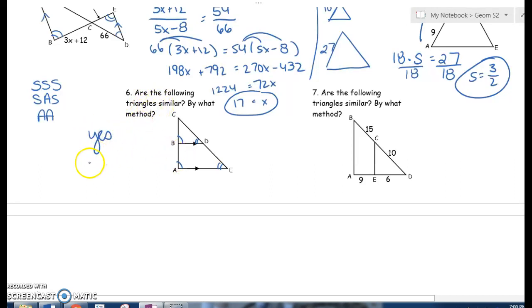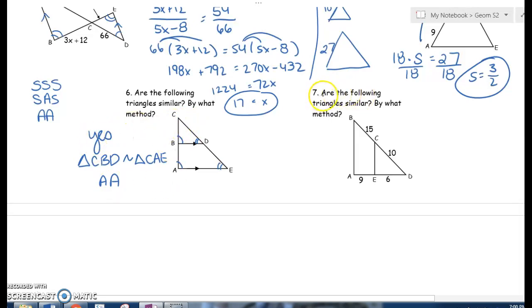So we'd say yes, and then we write the similarity statement. Triangle CBD, the little guy on top, is similar to the big triangle CAE. And that's by angle, angle, because we have 2 sets of angles that are congruent. Actually, we have 3 sets, because angle C, they both share that as well. All right, and that would be your answer.